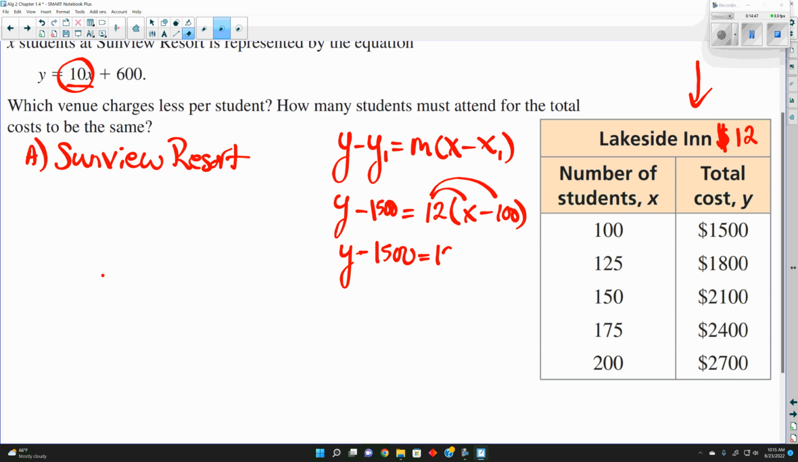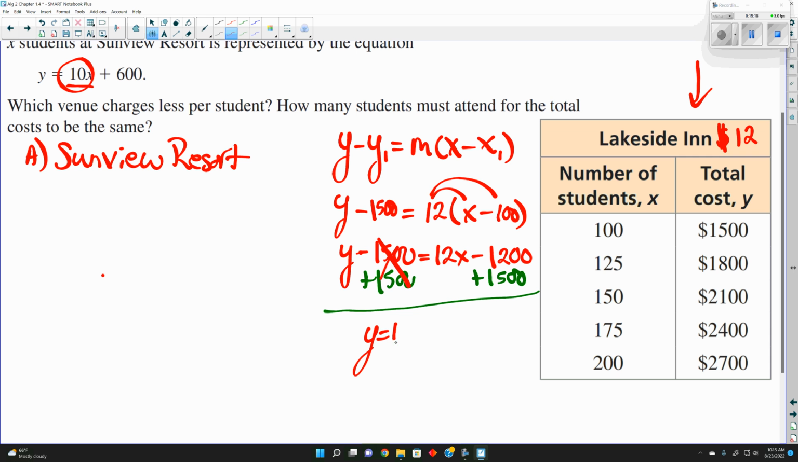Twelve times x is 12 times 100, 1,200. Last but not least, we need to add 1,500 to both sides. And if we add 1,500 to both sides, these cancel, telling us y is equal to 12x plus 300.